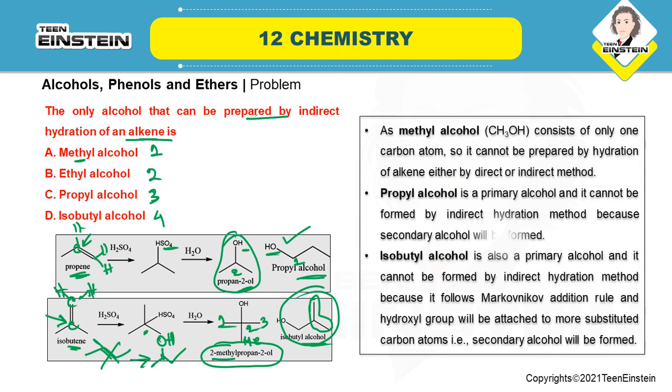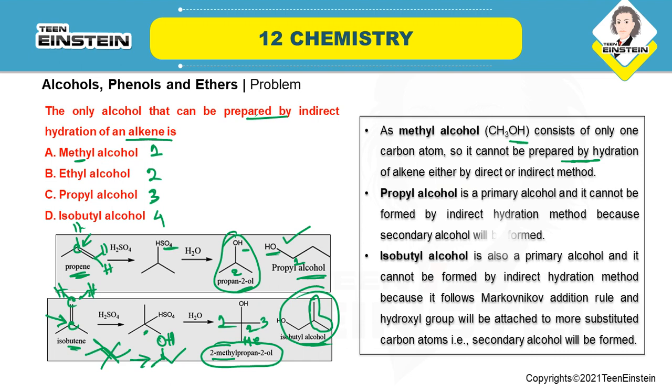Now if it is methyl alcohol, it consists of only one carbon, so you cannot prepare it by hydration of alkene. Whether direct or indirect method, that will come in the second point. First you have to understand whether by hydration of alkene you can make methyl alcohol. No, because here the starting material is alkene, and for alkene you must have minimum 2 carbons, but 2 carbons is not possible, here only 1 carbon. So methyl alcohol cannot be prepared by hydration of alkene either by direct or indirect method.